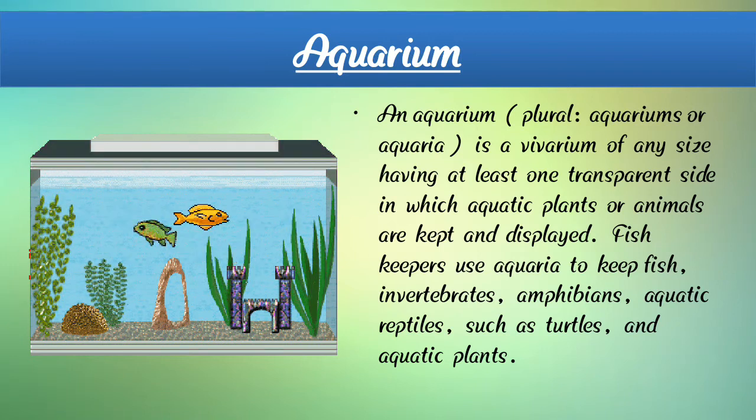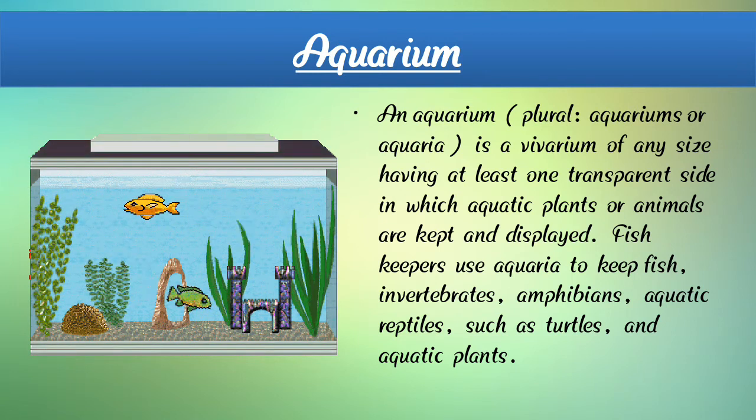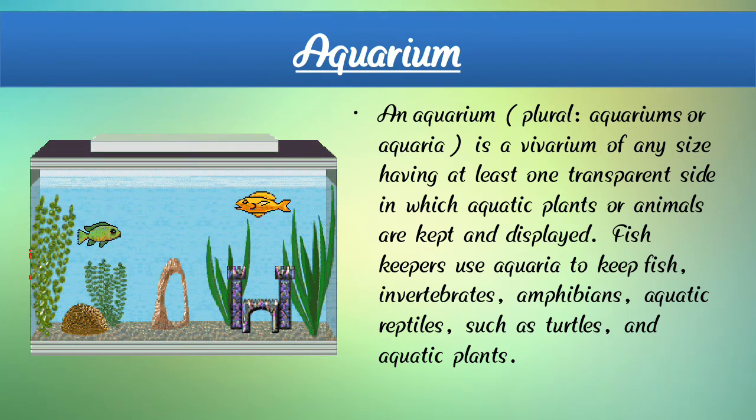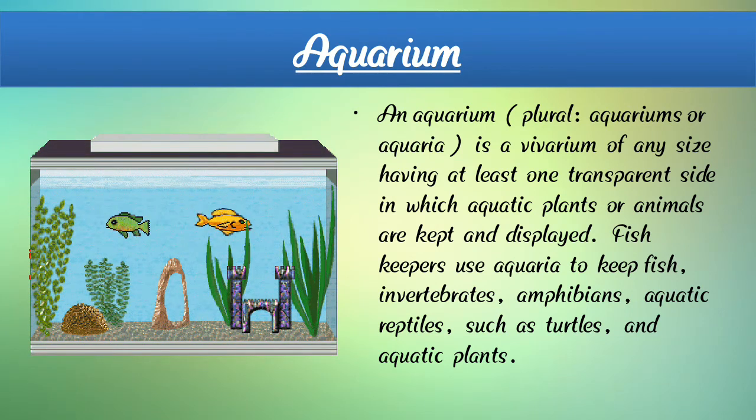Aquarium. An aquarium, plural aquariums or aquaria, is a vivarium of any size having at least one transparent side in which aquatic plants or animals are kept and displayed. Fish keepers use aquaria to keep fish and invertebrates, amphibians, and aquatic reptiles such as turtles, and aquatic plants.